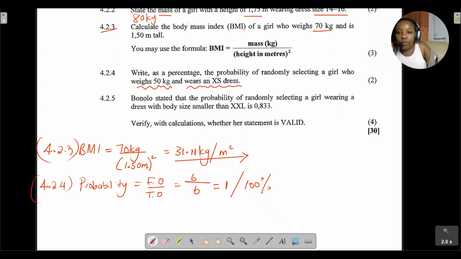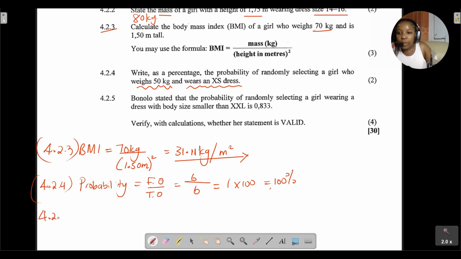Good. Oh, actually they said as a percentage, okay. So 6 divided by 6 times 100 is 100. 6 divided by 6 is 1, times 100 is equal to 100%, because they wanted it as a percentage.